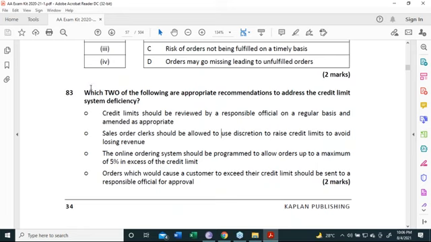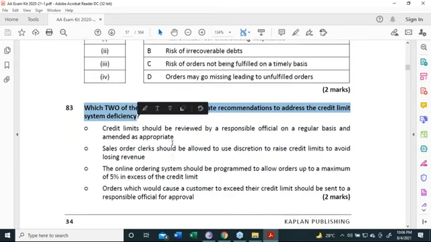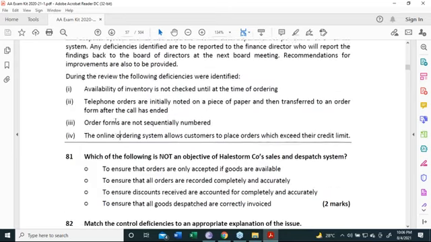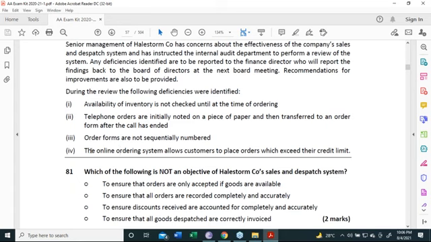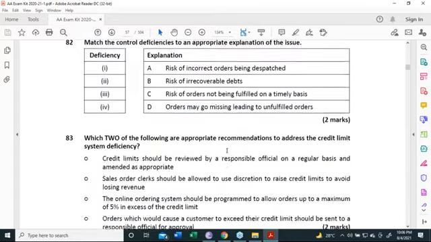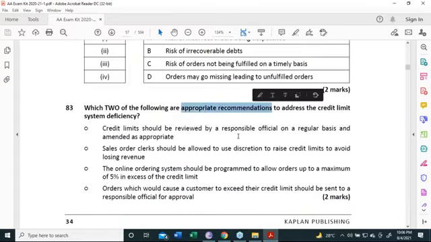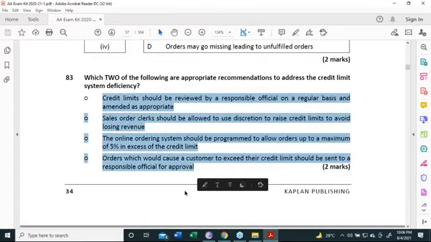Let's go to question 83. Which two of the following are appropriate recommendations to address the credit limit system deficiency? What's the credit limit deficiency? When the customers place orders online, they are allowed to exceed their credit limit. That's not good. What should be the recommendation? You have got 60 seconds. Choose the correct option.